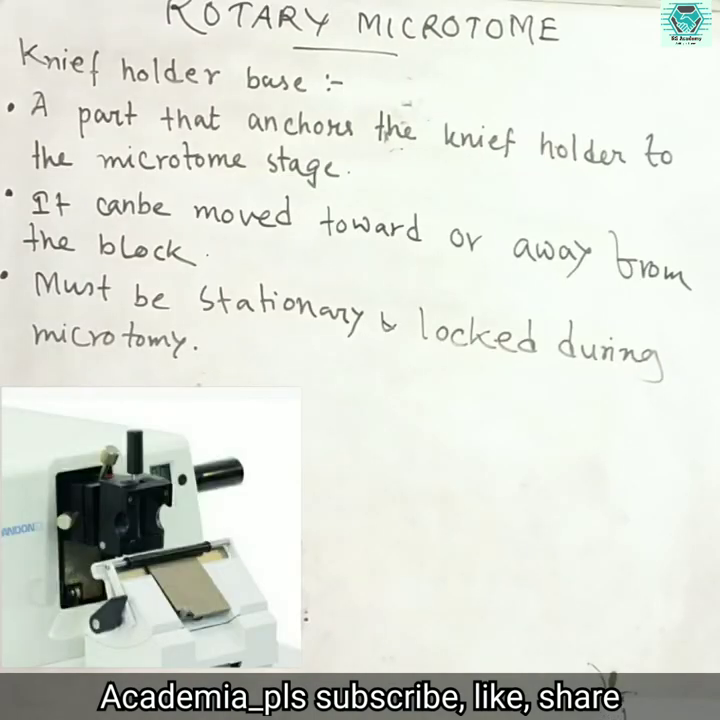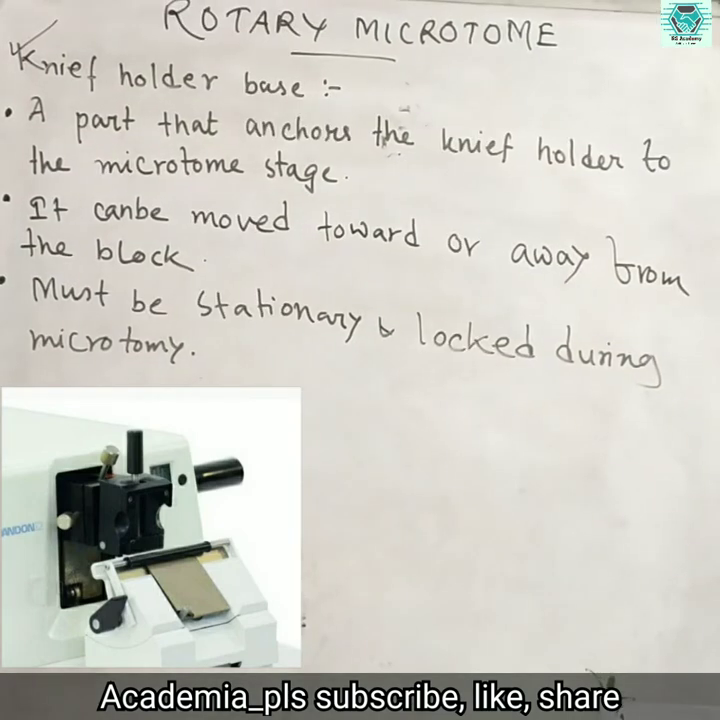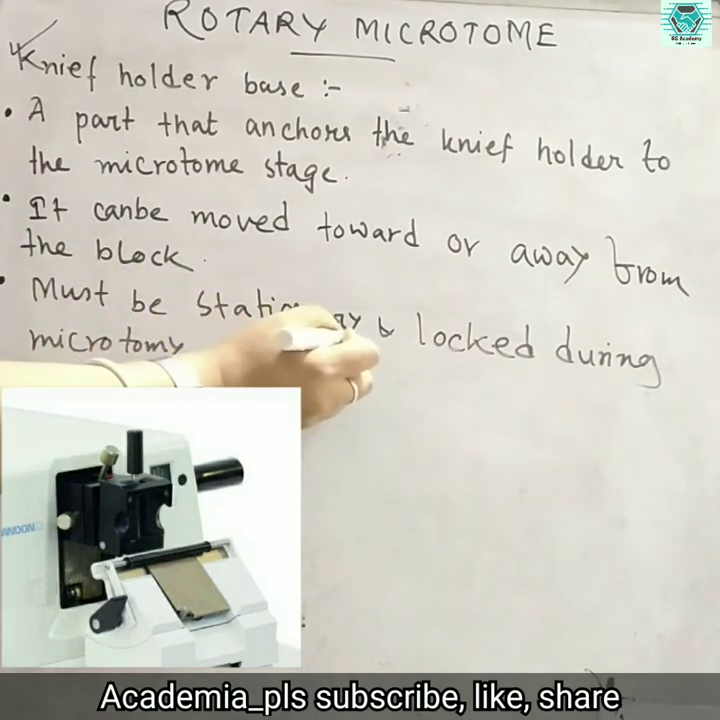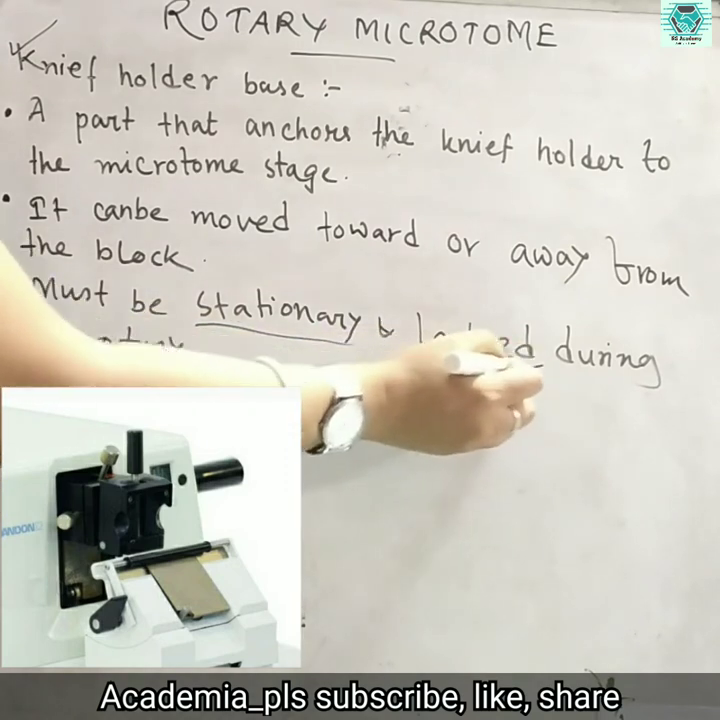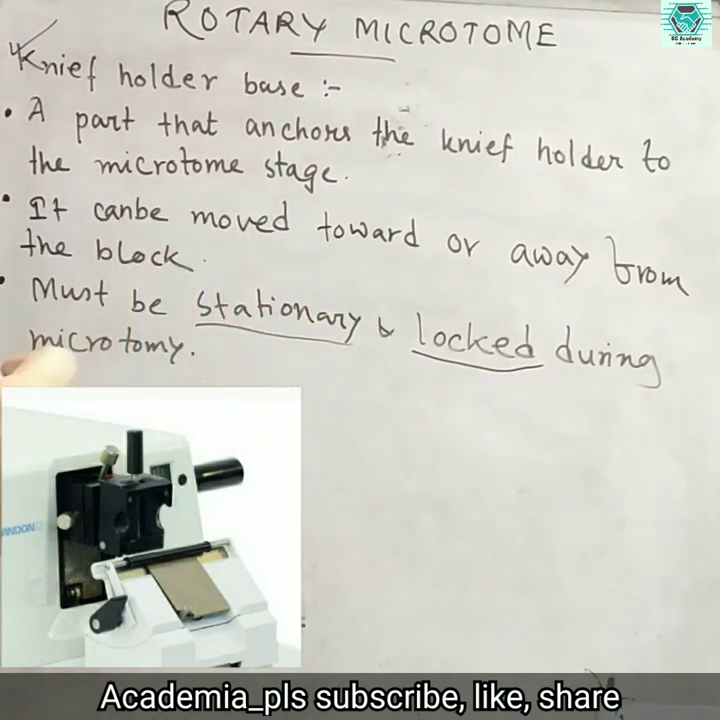So the first part is the knife holder base. This is the part which anchors the knife holder, that means it holds the knife holder, and it can be moved toward and away from the block. The holder base can be moved, but it must be stationary and locked during the process. That is, when we cut through the microtome, it should be stationary and locked.